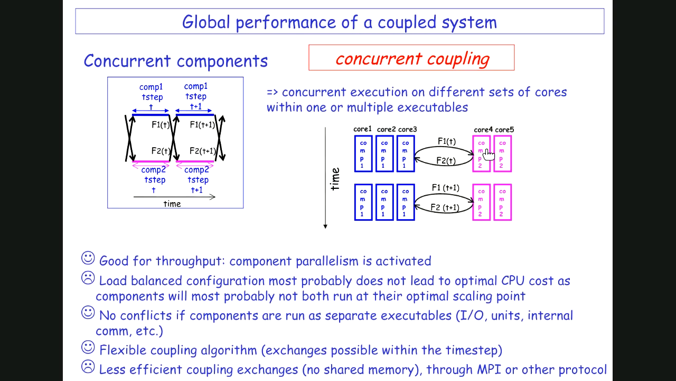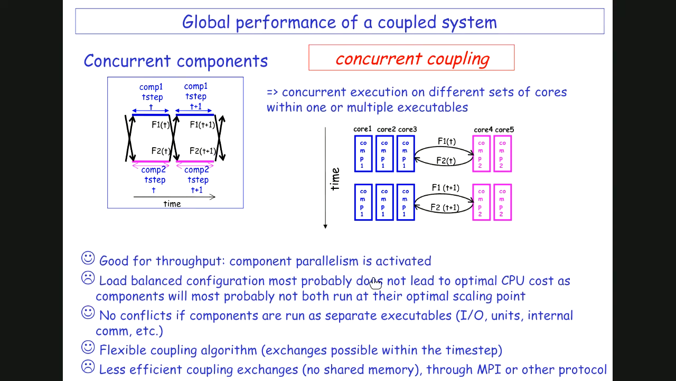And it might be, again, that if you have a load balance configuration, each component will not run at its optimal scaling point. So it might be that you will have a load balance system, but that the CPU cost will not be optimal. So it's always a delicate question on what you really want to optimize.